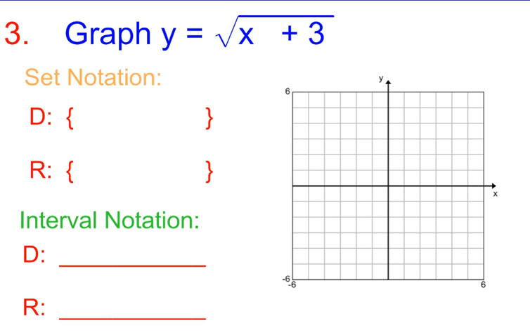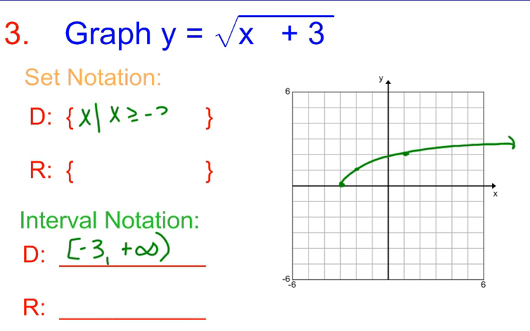So number 3, it did start at -3 here, and then when I plotted my points, I just plotted these right here, -2, 1, and 1, 2, and I sketched my square root function. And then as I did my set and interval notation for my domain, for interval, I started at -3, and I touched to positive infinity. So I had x values such that x is greater than or equal to -3.